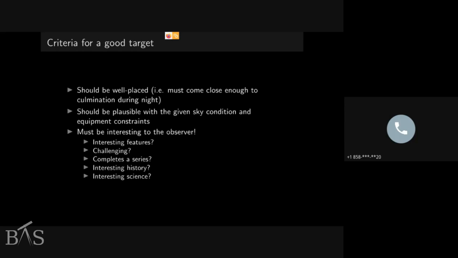Finally, it should be interesting to you, right? It should have some reason why you want to look at it. So maybe it has an interesting feature. Maybe it is just challenging, and that's why you want to see it. Maybe it completes a series, like you've been observing all Messier objects and it completes the Messier catalog. So that's a good reason to observe something. And maybe it has interesting history, who discovered it, or how it was discovered. And maybe it has interesting science, and that's why you want to see it. Maybe it's a very unique kind of object. So these are all the various reasons why you might pick a target.